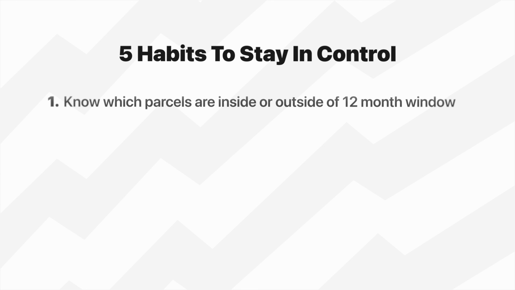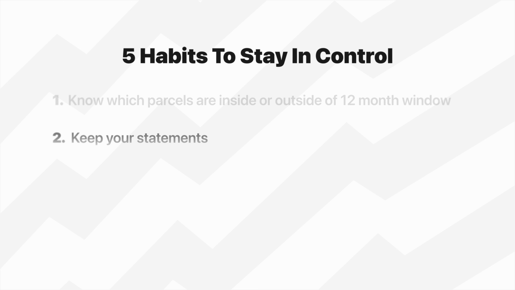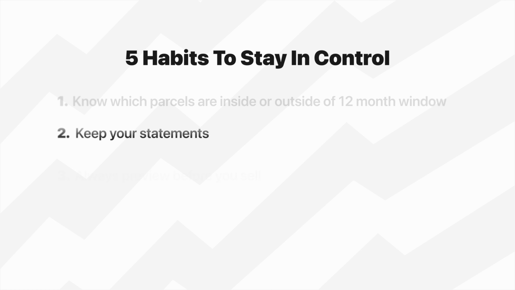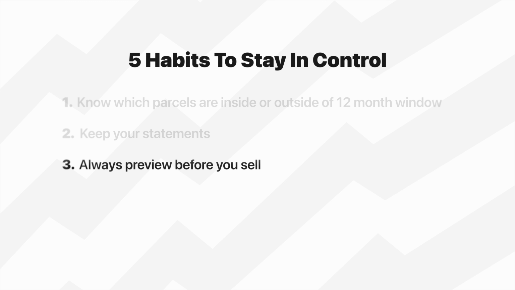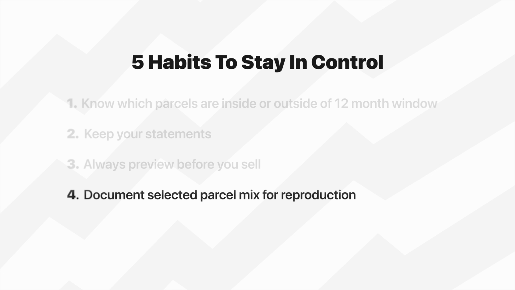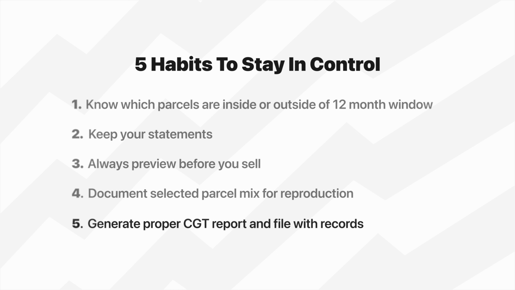Here's 5 quick habits to stay in control. So 1, know which parcels are inside or beyond the 12-month window. 2, keep your statements. ETF AMIT adjustments can change the cost base. 3, always preview before you sell. 2 minutes here prevents nasty tax surprises. And 4, document the selected parcel mix so you can reproduce it later. And 5, generate a proper CGT report and file it with your records.